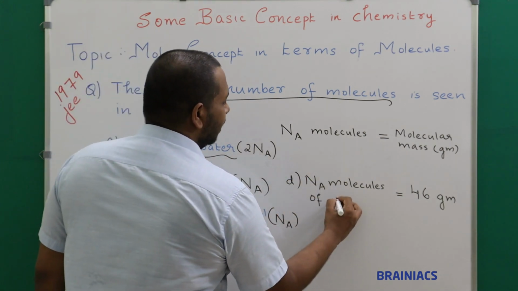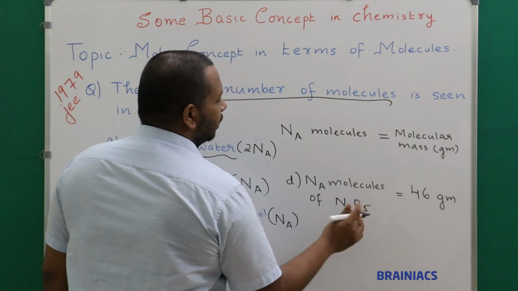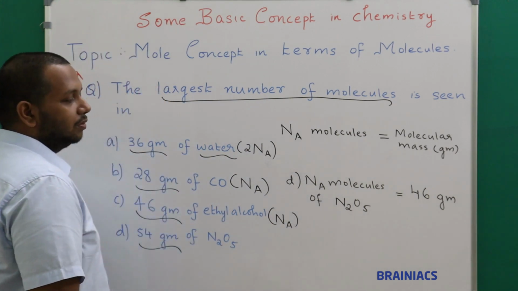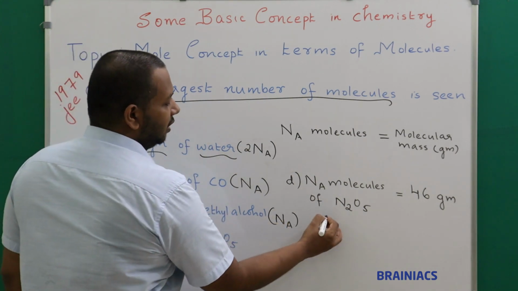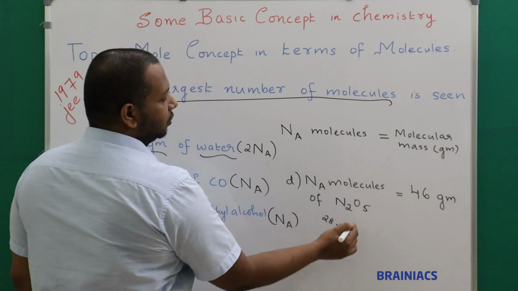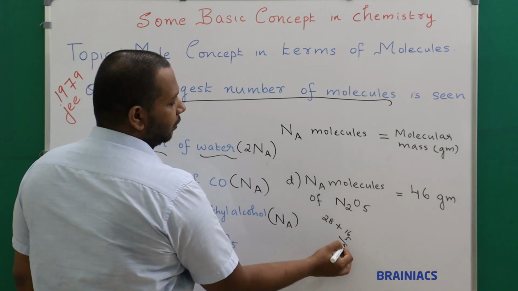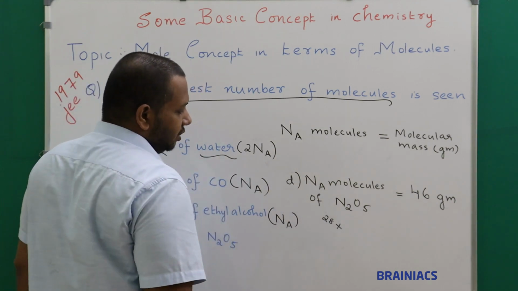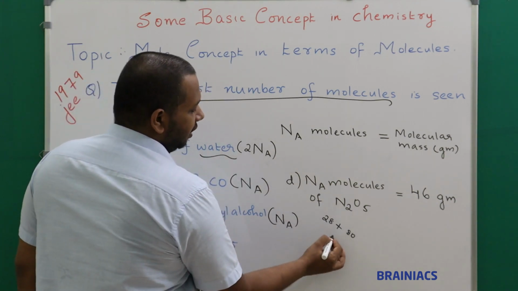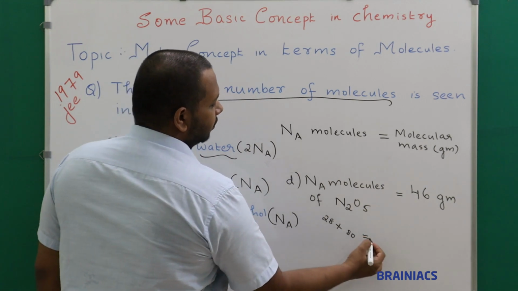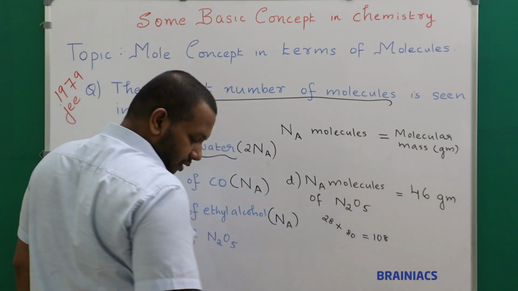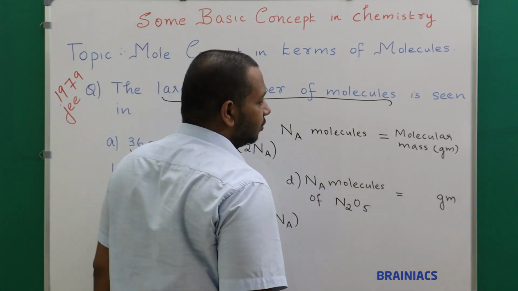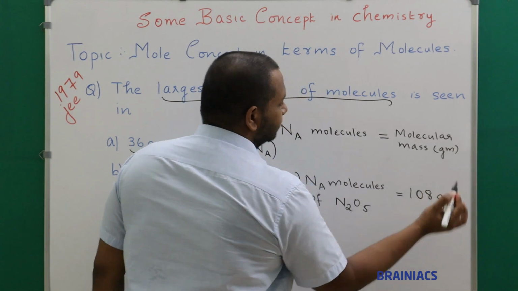Option D, it is N2O5. So tell me, what is the molecular mass of N2O5? Nitrogen, you know the mass is 14. So 14 into 2, 28. 28 plus oxygen 16 into 5. 16 into 5 means how much it will come? 80. Okay, so 80 plus 28 means how much it will become? 108. So I can say this will have a molecular mass in grams of 108 gram.